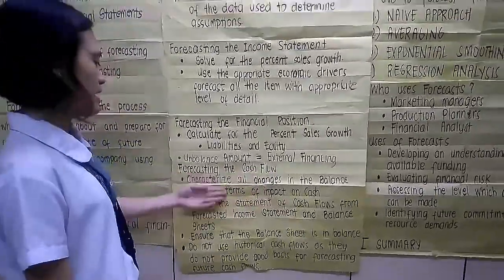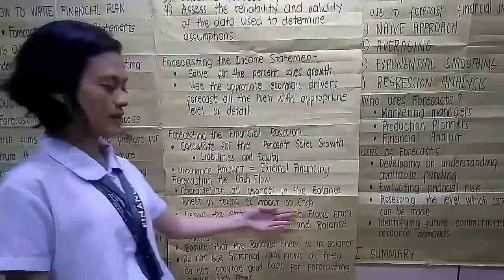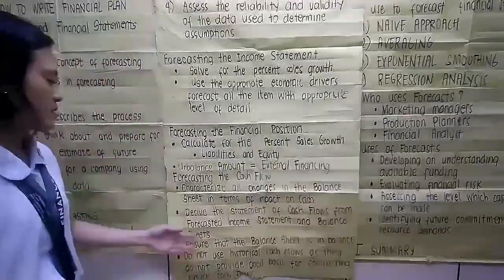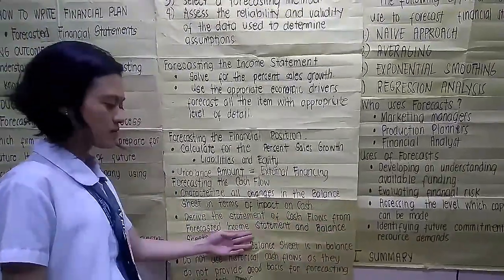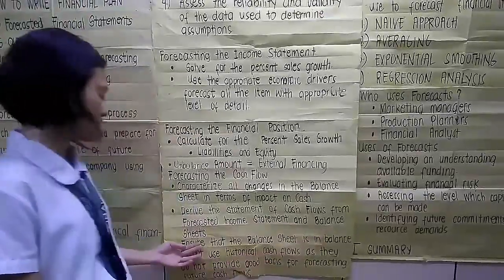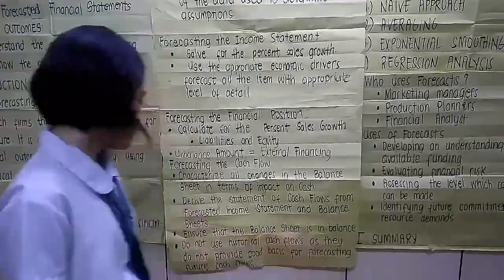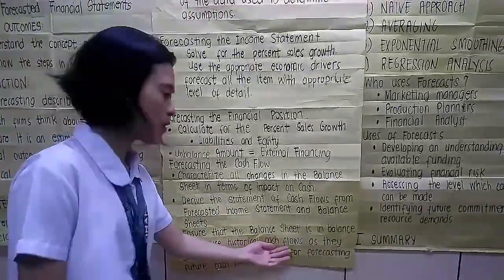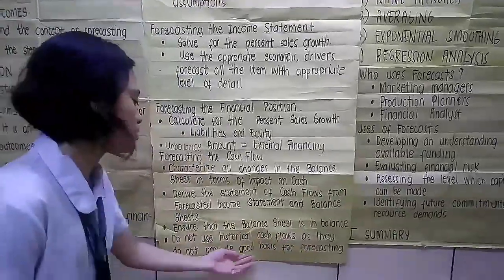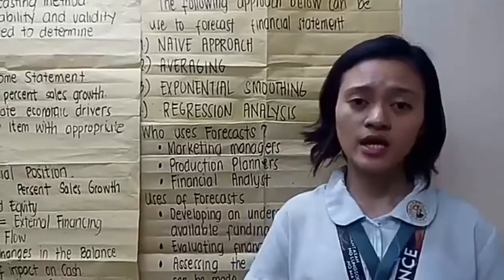First, characterize all the changes in the balance sheet in terms of impact on cash. Second, derive the statement of cash flows from the forecasted income statement and balance sheets. Ensure that the balance sheet is in balance. Remember not to use the historical cash flow, as it does not provide a good basis for forecasting future cash flows.